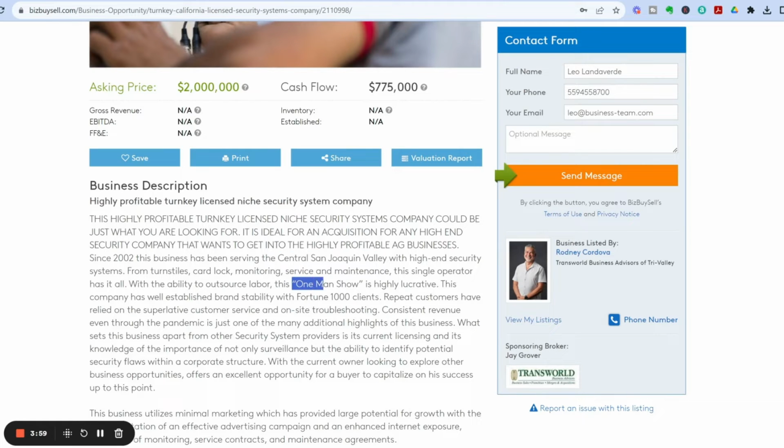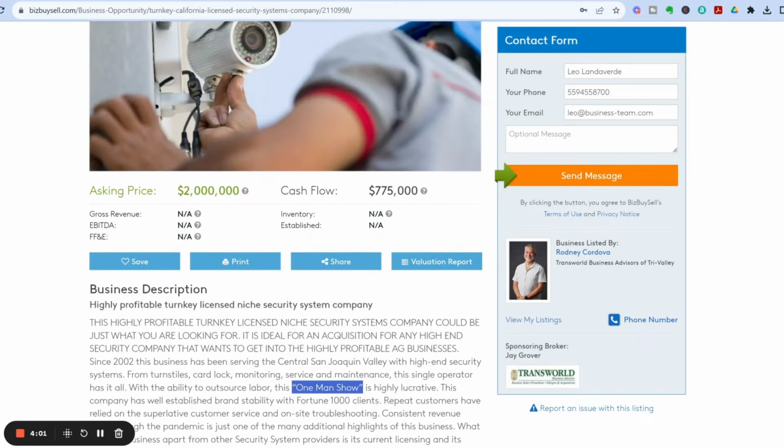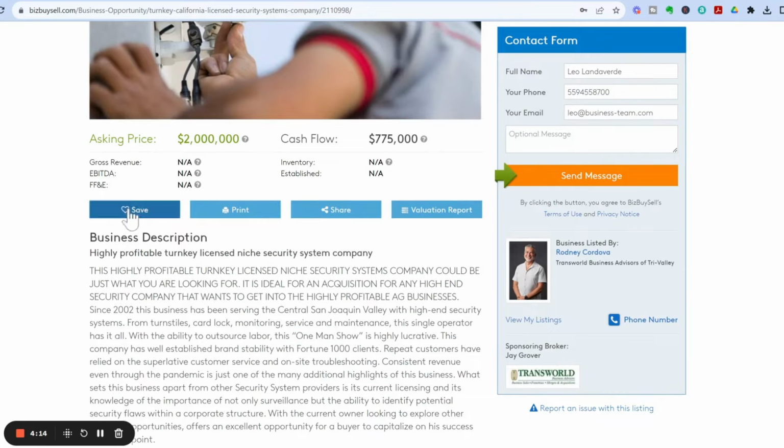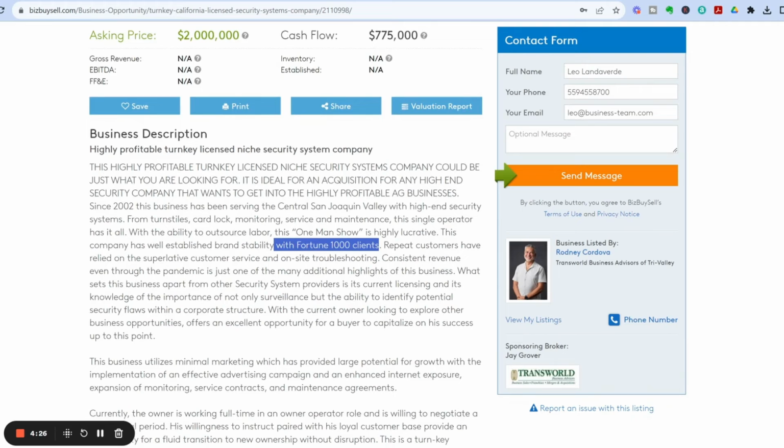This is a one-man show, one guy with a $2 million business. You know what we don't know here? We don't know what the revenue is. So that's a red flag. We should at least know what the revenue is. If the revenue is not listed, why is it not listed? Well, let's keep reading. This company has well-established brand stability with Fortune 1000 clients. That's good. Repeat customers, even better.